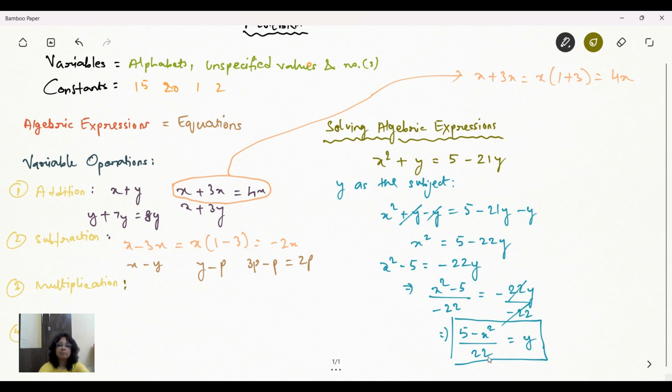But in case of multiplication or division, the scenario is a little different. Suppose you have to multiply two unlike variables, say x and y. Can you multiply them? Yes, you can. Suppose you have to divide a variable by an unlike variable. Can you do that? Yes, you can do that. So suppose you have here x times y.